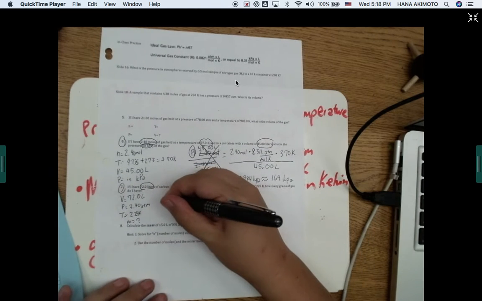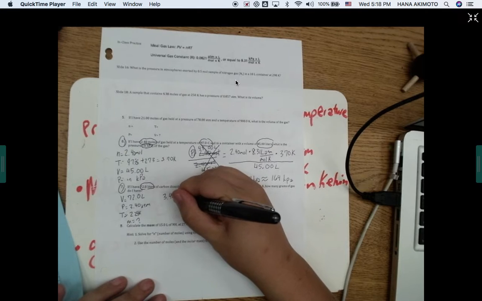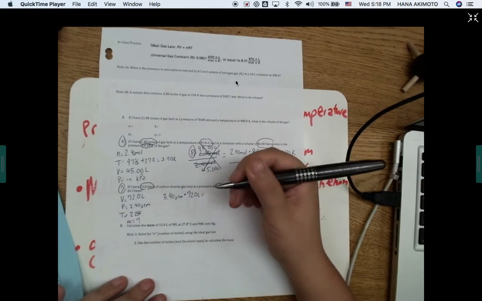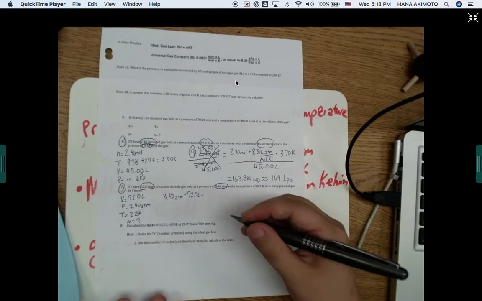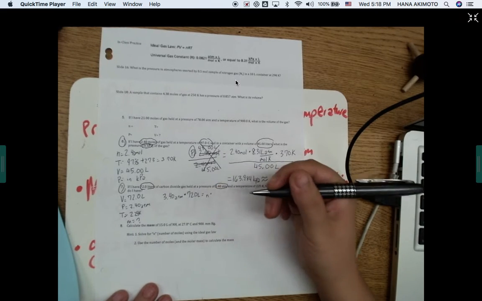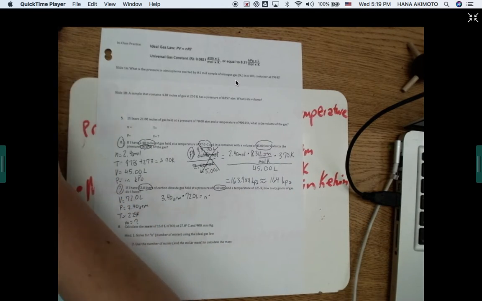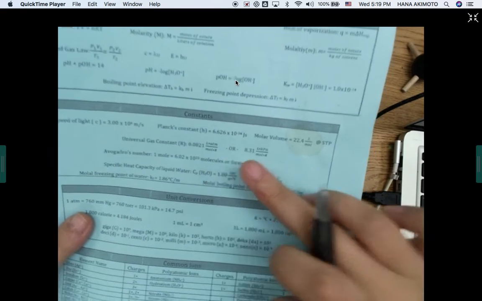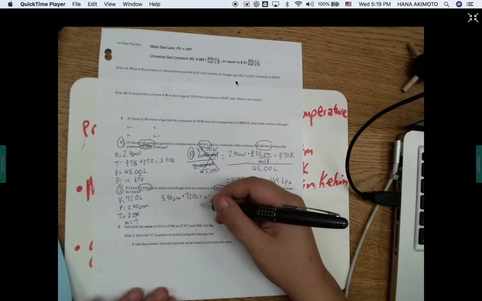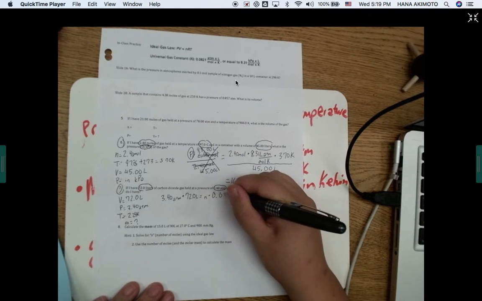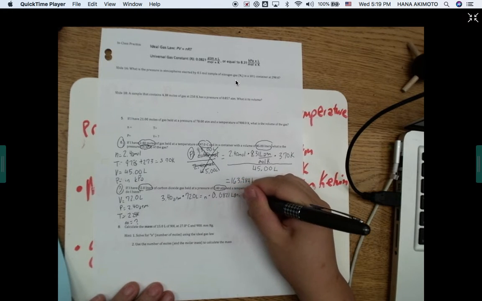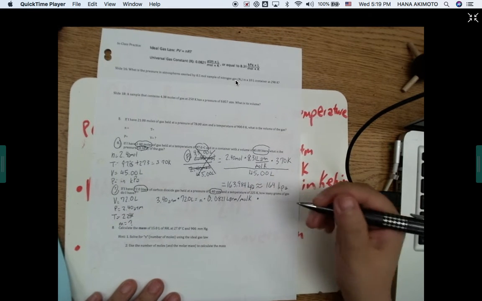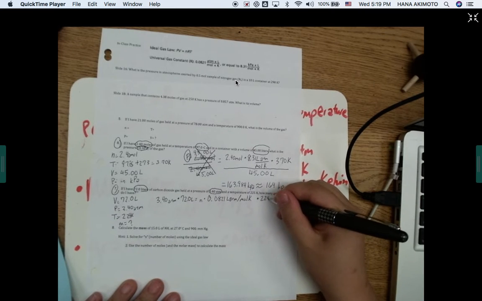Okay, so I'm going to use 3.40 ATM times 72.0 liters, because that's what volume is, equals N times, and now I'm going to use the 0.0821 L ATM over mole K because this is an ATM, times 224 K.